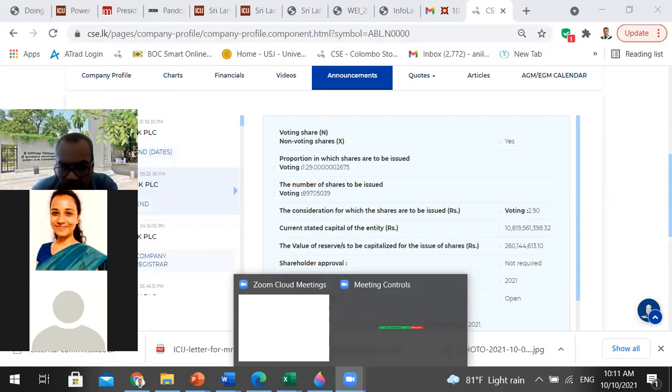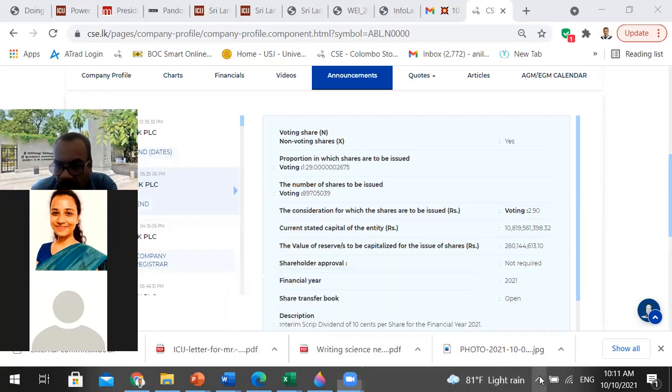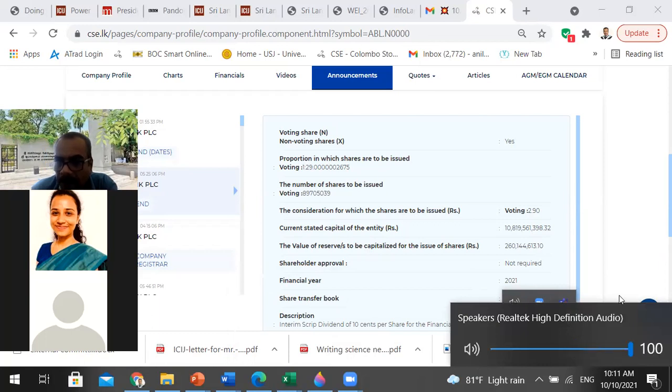Now I feel, sir, bonus share issue and scrip dividends are two modes of capitalization of reserves. So when it comes to bonus shares, there would be no change in equity. The equity changes, but there would be no change in net assets because no cash is received or outflow. So I feel like there's a change in equity.